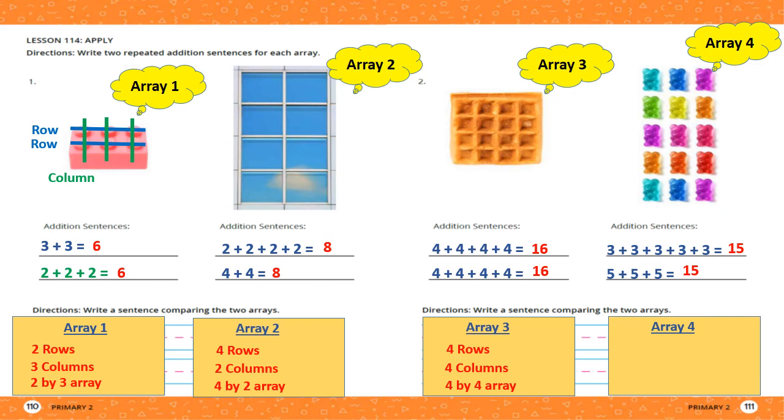The last one, array number 4. It has how many rows? 1, 2, 3, 4, 5. So we will write 5 rows. It has how many columns? 1, 2, 3. So we will write 3 columns. The name of array is rows by columns. 5 by 3 array.